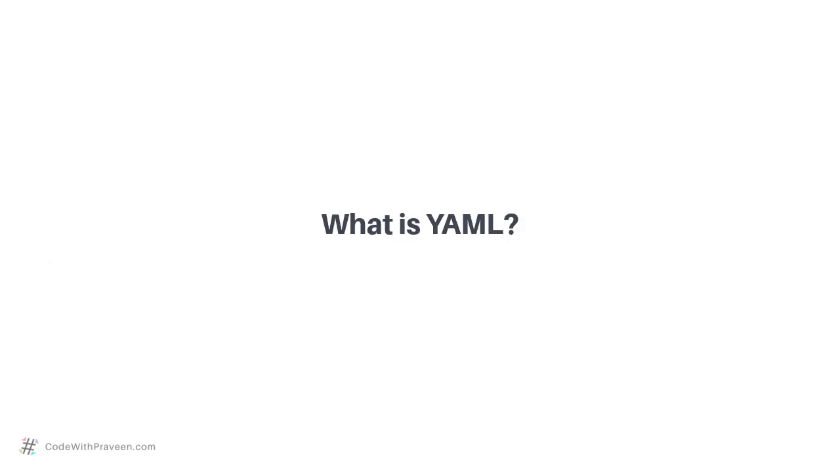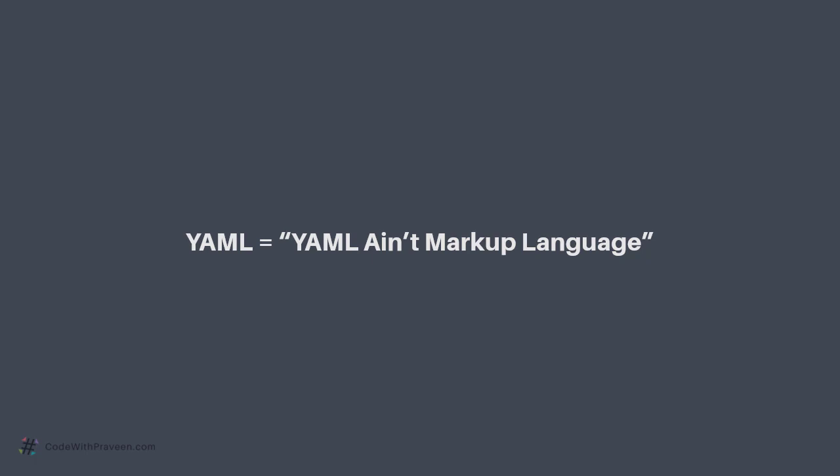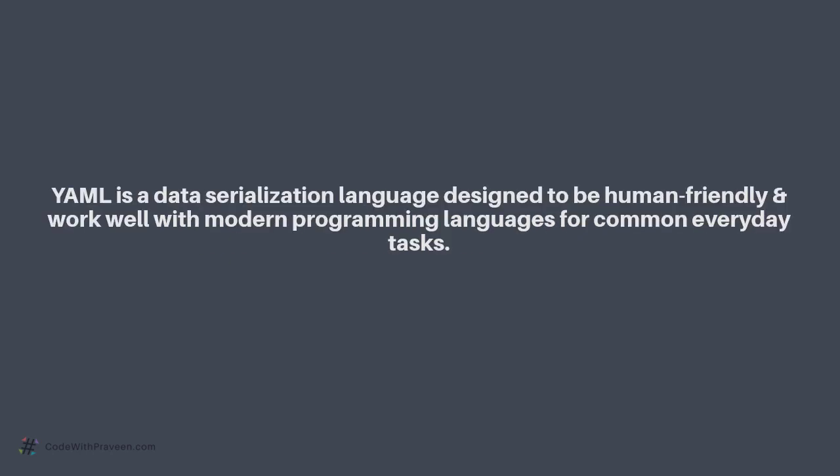What is YAML? YAML stands for YAML Ain't Markup Language. This is the abbreviation created by the creators of this language. Let us look at the official definition of YAML. YAML is a data serialization language designed to be human-friendly and work with modern programming languages for common everyday tasks. The key words to concentrate on here are human-friendly and modern programming languages.